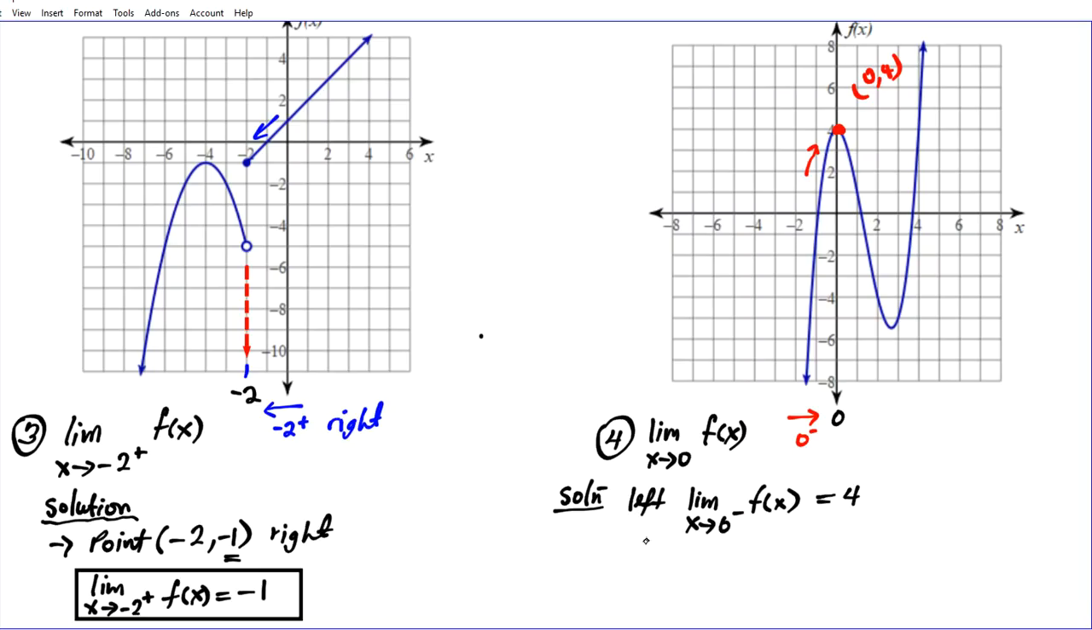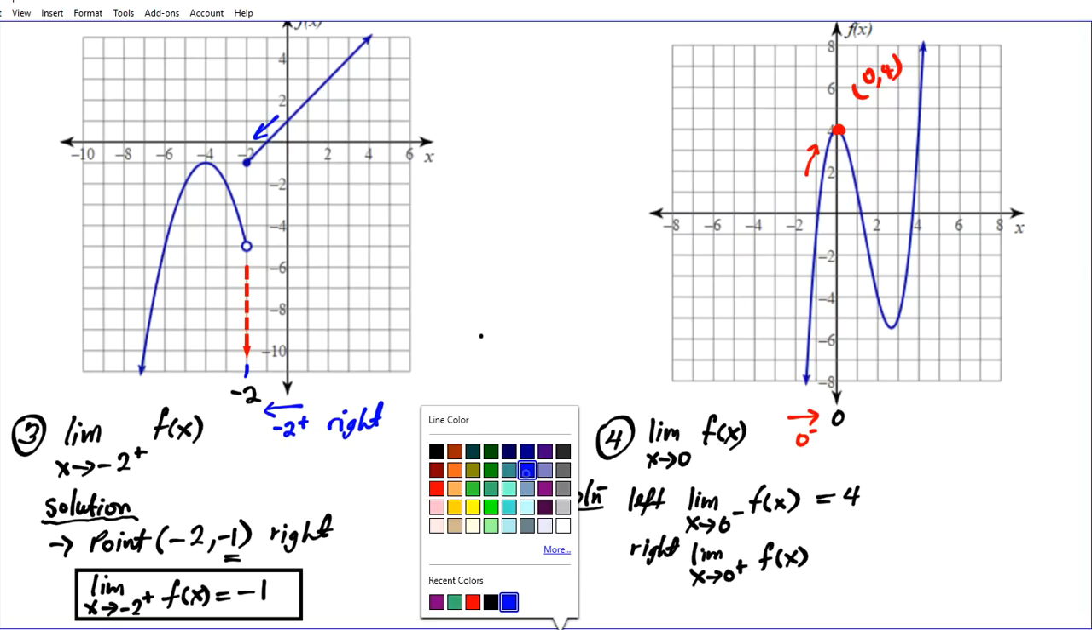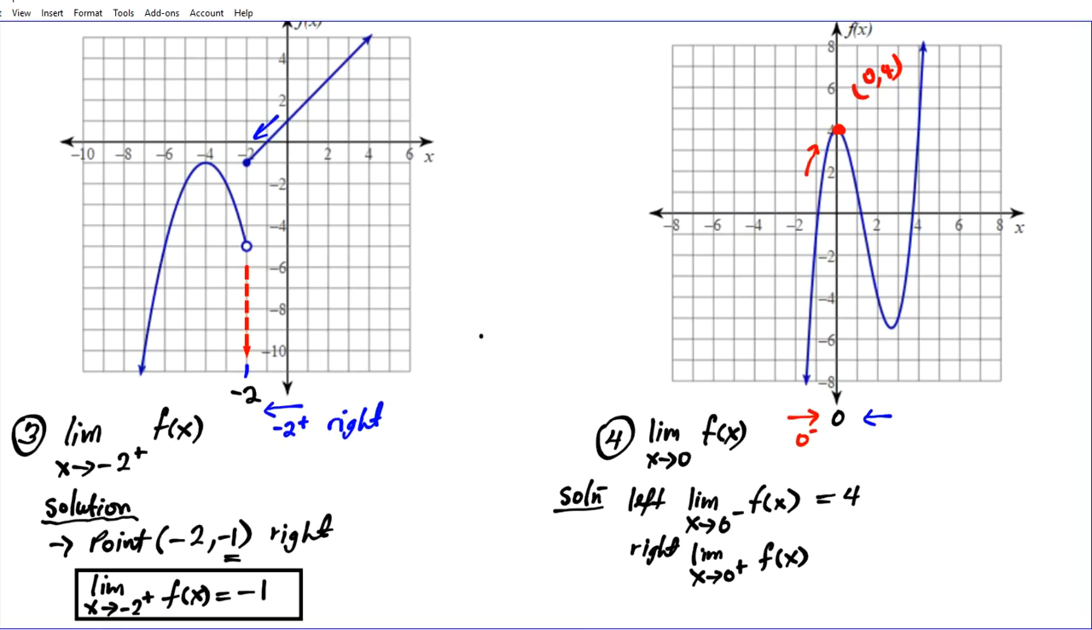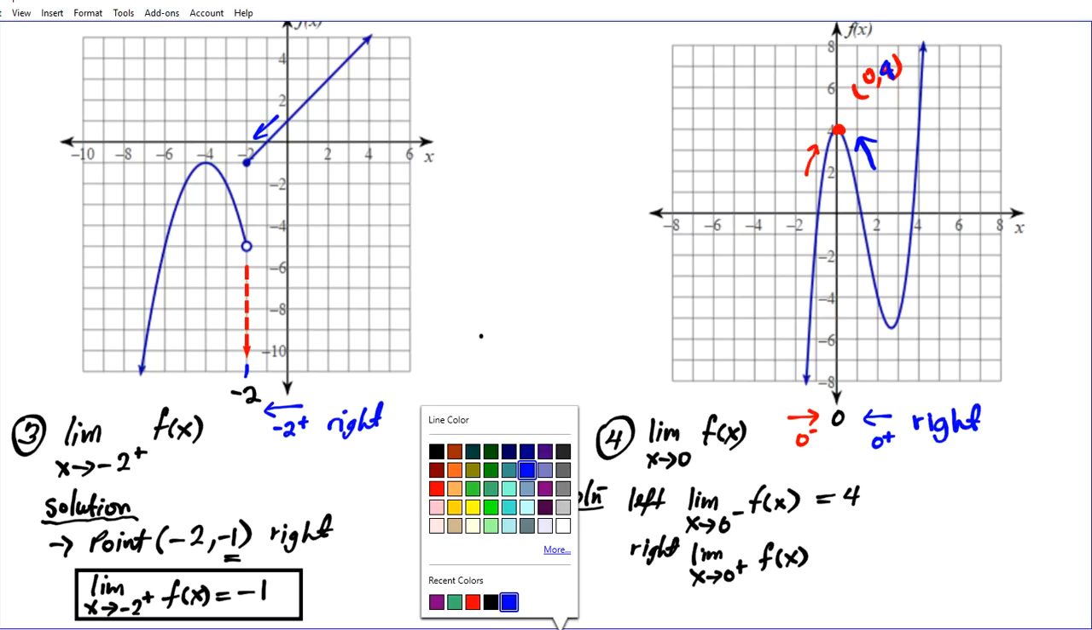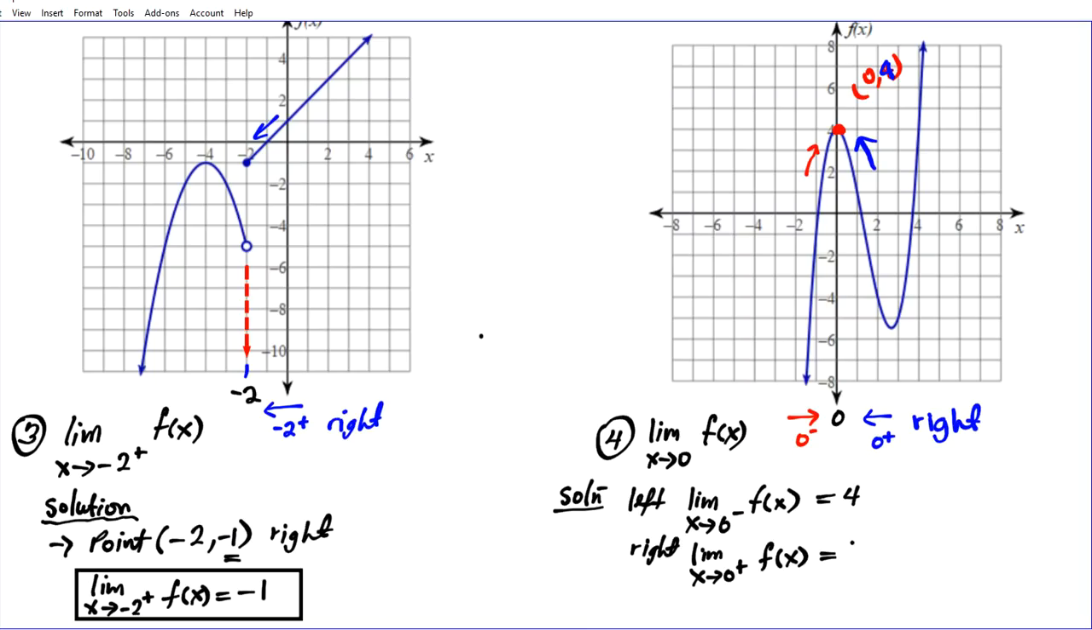Okay? So you need to do your left-hand limit, and you also have to do your right-hand limit and compare them. From the right, we're looking at the limit as x approaches 0 from the right of the function. So when you're approaching 0 from the right, what's going on here? Well, you're ascending towards, guess what? The same point, (0, 4). So the y-coordinate of that point is going to be your limit. So your limit here from the right is equal to 4.